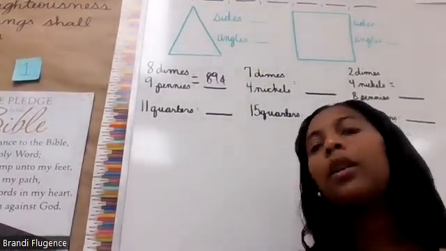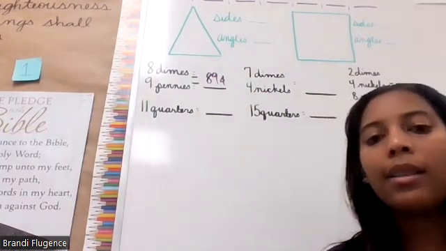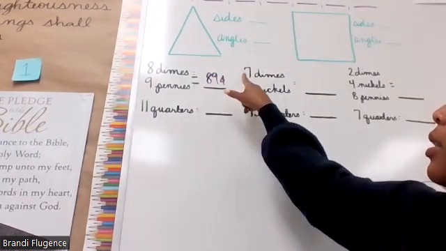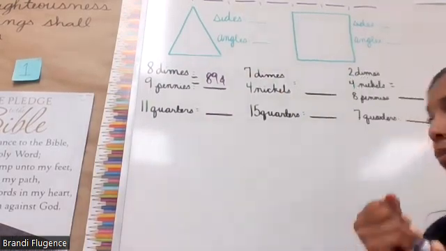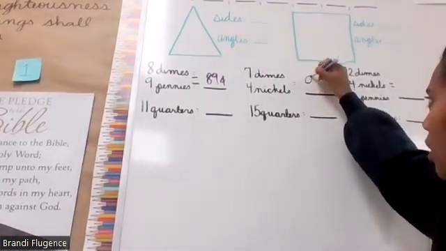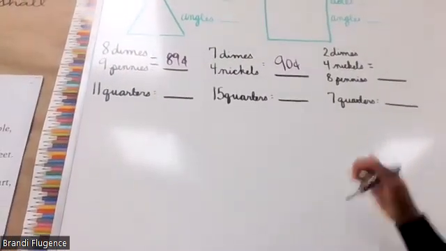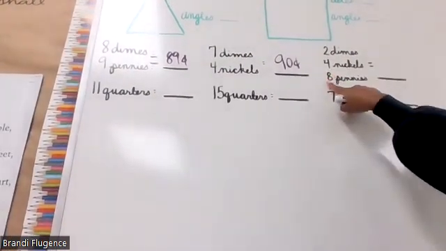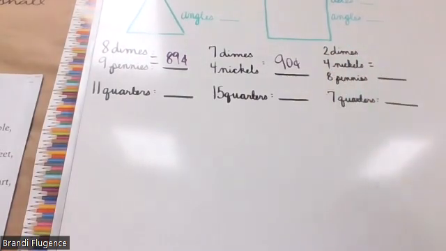7 dimes and 4 nickels. How much, Braylon? 90 cents. So we have 70, 75, 80, 85, 90. 90 cents. Okay, next one. This is a little more. So we have 2 dimes, 4 nickels, 8 pennies.